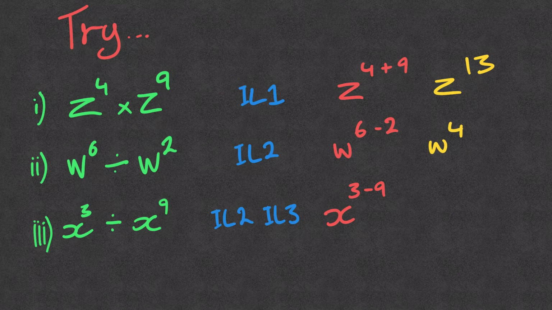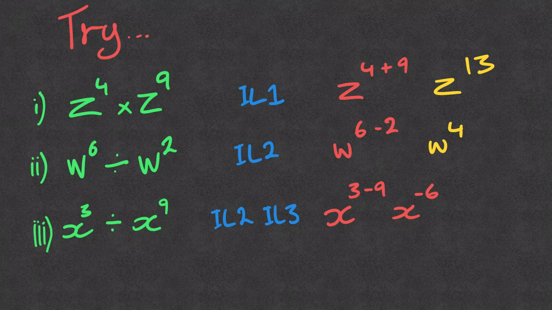Pretty straightforward. Now this next one kind of uses 2 rules. Some of you might have skipped a rule, and that's fine. That works as well. But if you used rule 2 and did the numerator take the denominator, you would have ended up with x to the power of 3 take 9. And that gives you x to the power of negative 6. Now, what did I say about negative indices? We don't want them. We want positive.